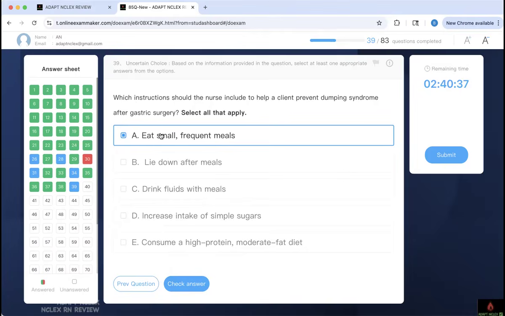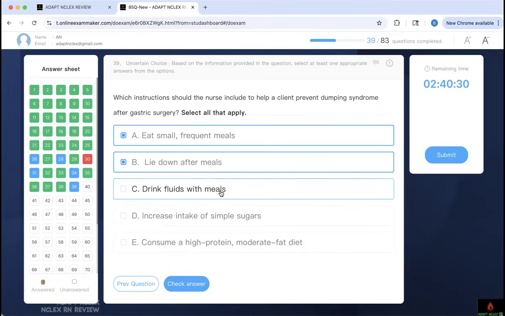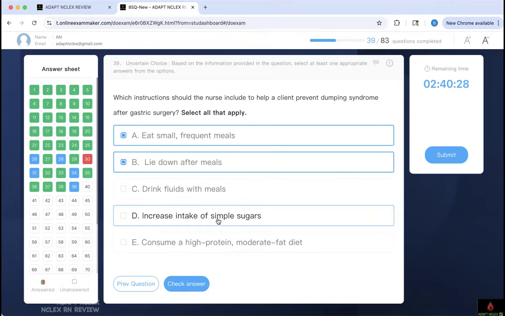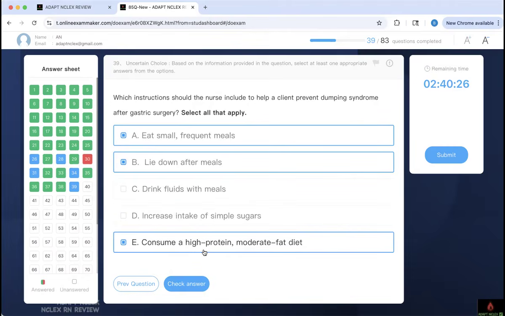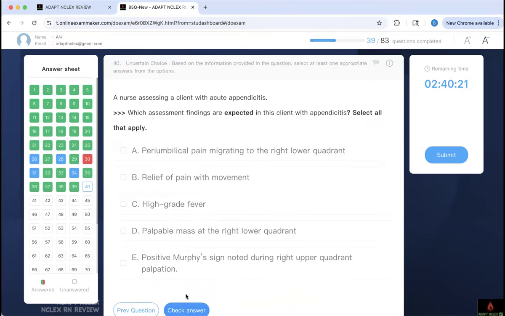That's appropriate. You should lay down after you eat. 30 minutes is good. You should not drink with your meal. You should not increase simple sugar, no, complex, and consume high protein. This is why these people eat protein shakes, because it prevents dumping syndrome.